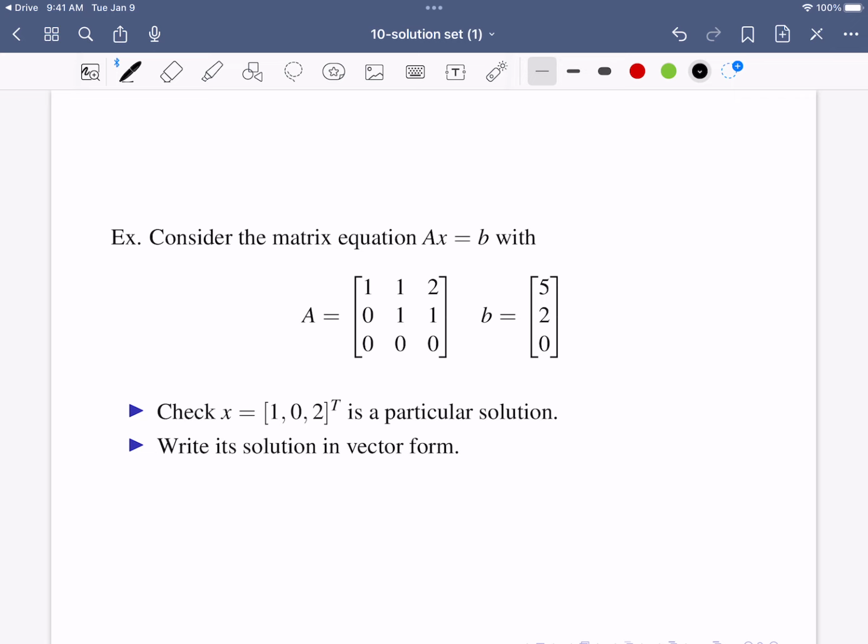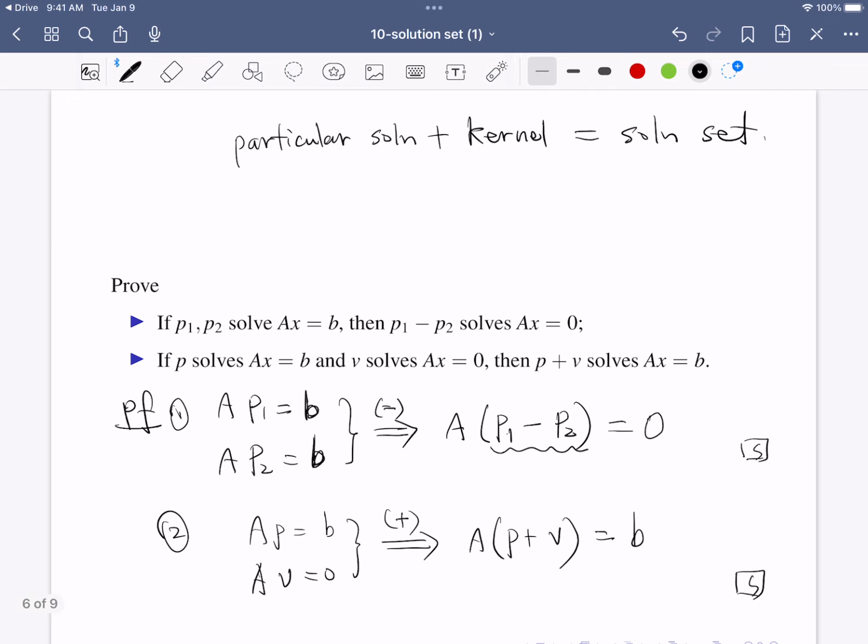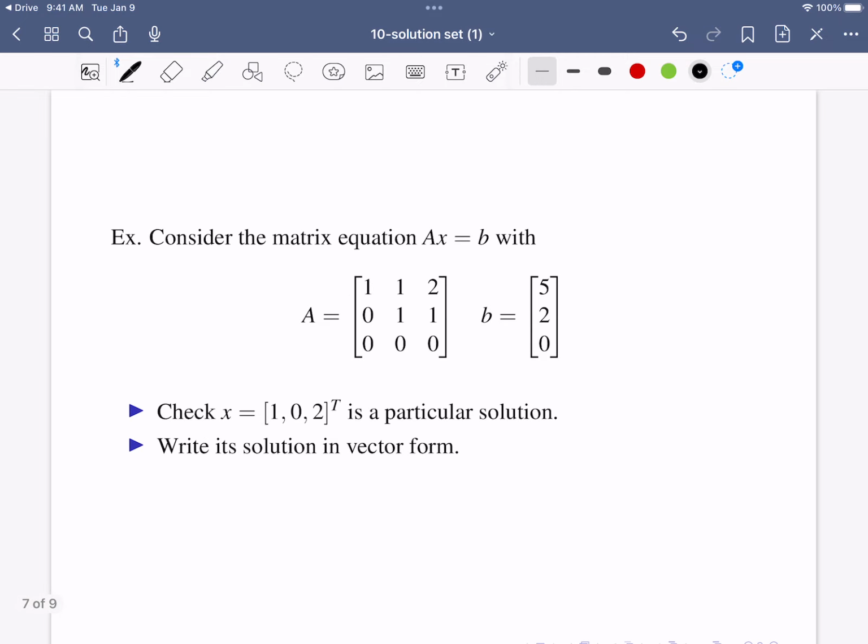All right, now we're going to look at another example and try to apply our previous proposition about the description of a solution set. Consider a matrix equation AX equals B. A is given as before, B is non-zero, so this is a non-homogeneous equation.